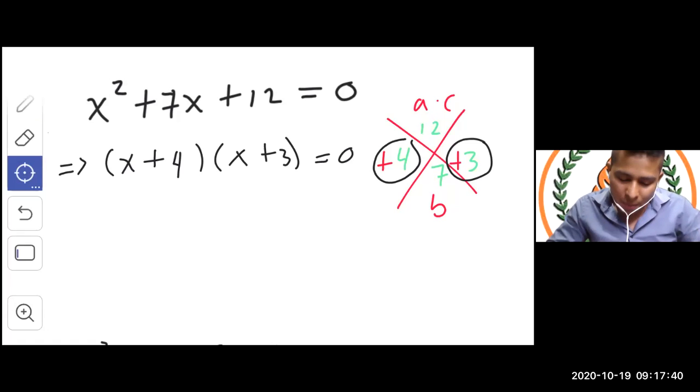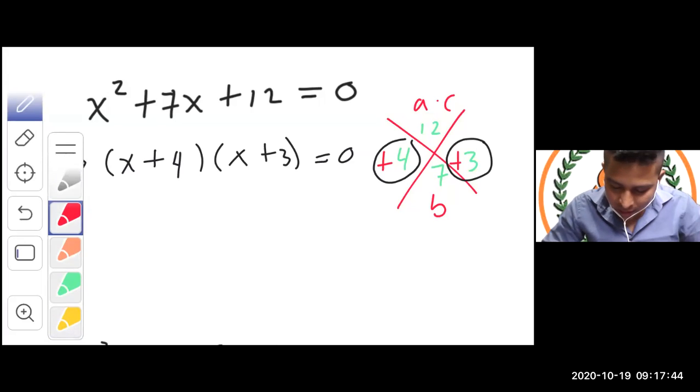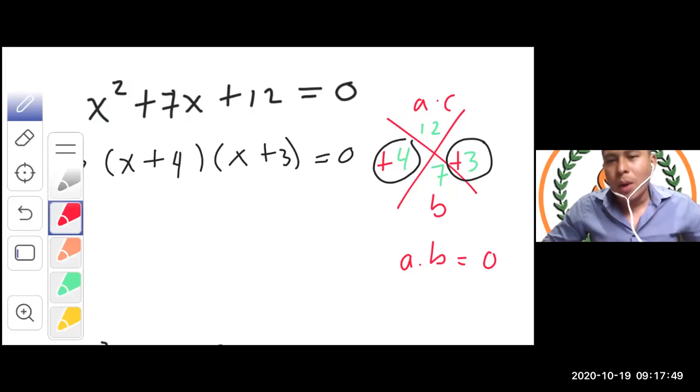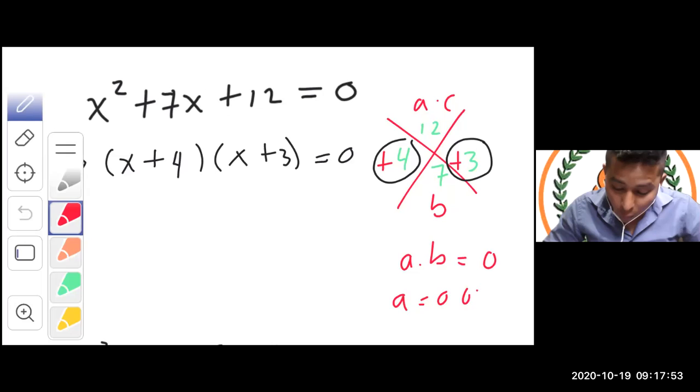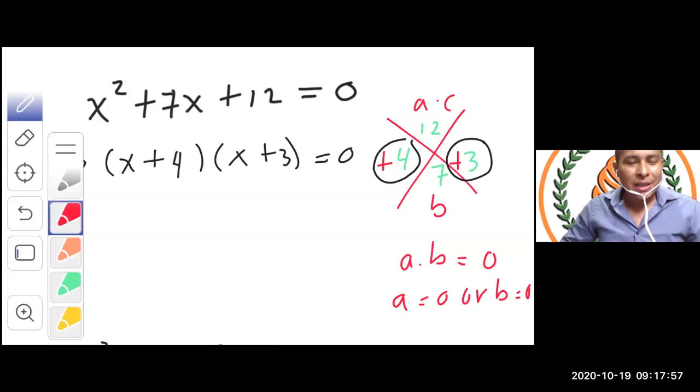Now, guys, do you remember the property? What is the zero property? I'm going to copy the zero property here. If you have two numbers, A times B, multiplying equals 0, what do you have to do? A equals 0 or B equals 0. This is the zero product property.